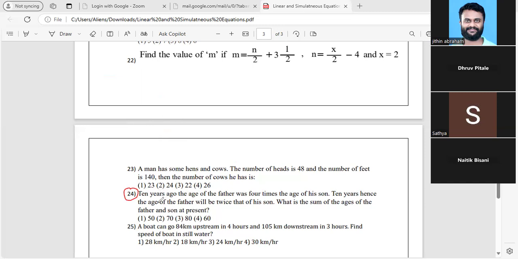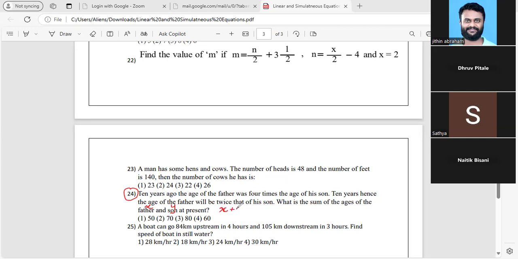Yeah. 24th. 10 years ago, the age of the father was 4 times the age of his son. 10 years hence, the age of the father will be twice that of his son. What is the sum of the ages of the father and son at present? So let me say the father's present age is x and son's present age is y. We are supposed to find x plus y, as simple as that.